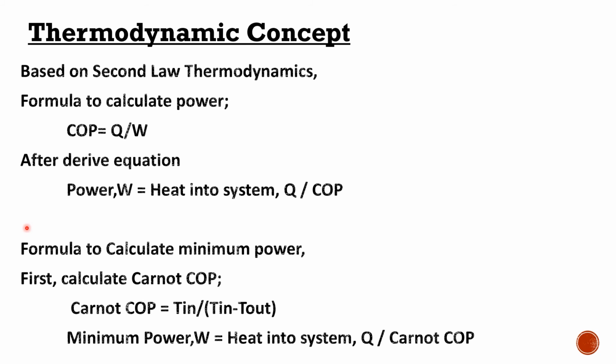And then for the third function, which is to calculate the minimum power, first we need to calculate the Carnot COP, which is Carnot COP equal to temperature in divided by temperature in minus temperature out. Then after we get the Carnot COP, we calculate the minimum power, which is equal to heat into the system Q divided by Carnot COP.